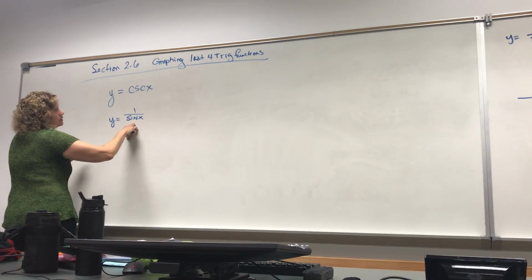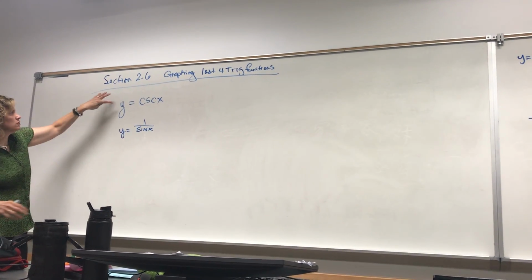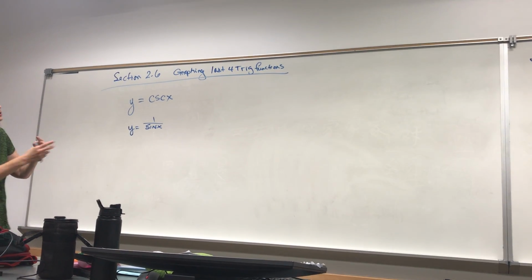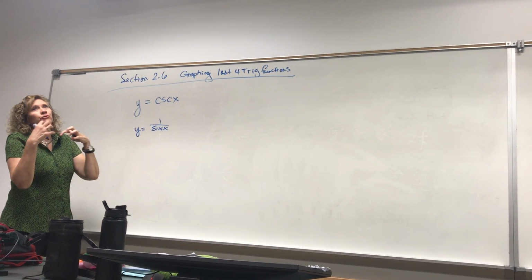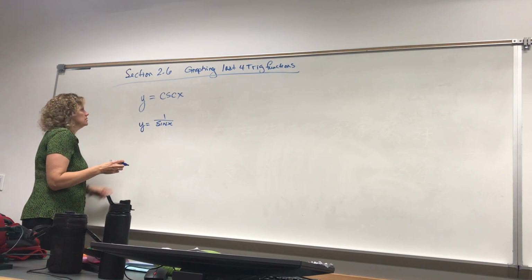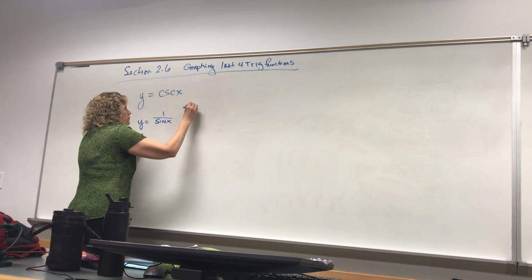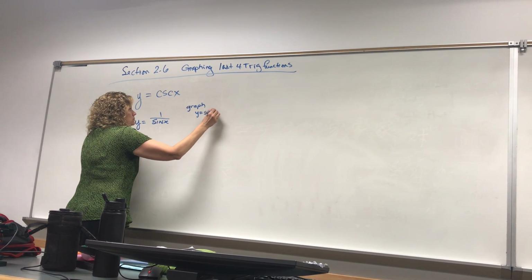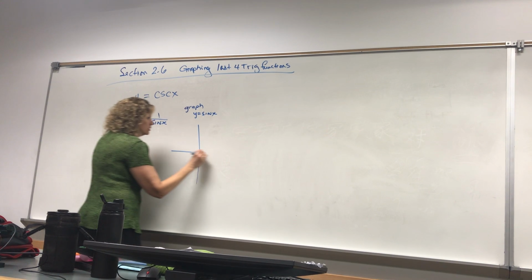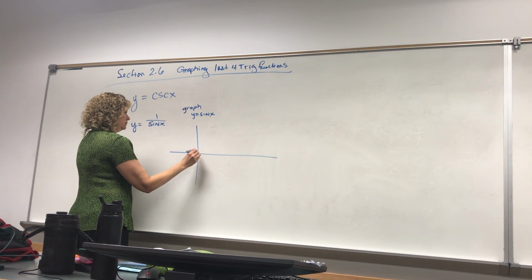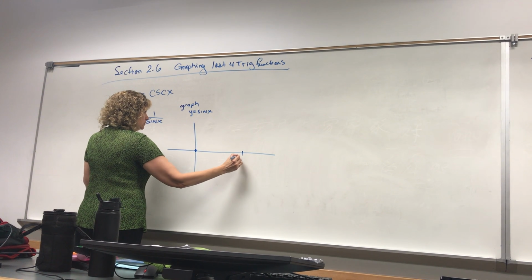That's where we're going to utilize that knowledge to be able to graph cosecant. So with both cosecant and secant, I think it's easiest to think about the reciprocal function. So let's just graph y equals sine x. Okay, so does sine start on the axis or start at the origin? Origin. Origin, period length is 2 pi.